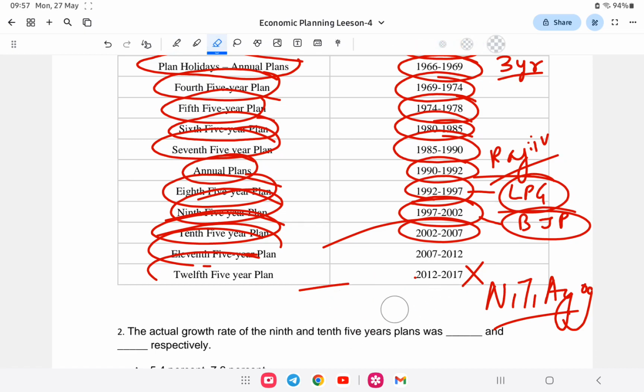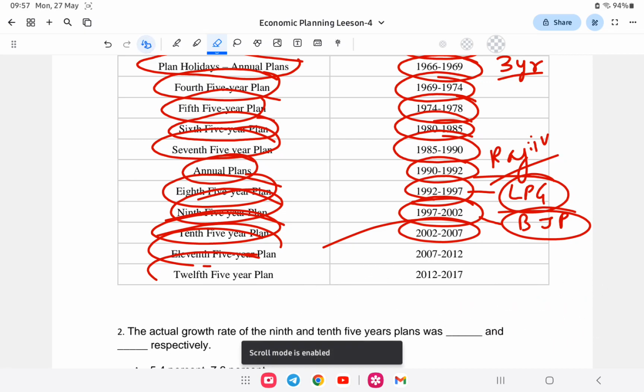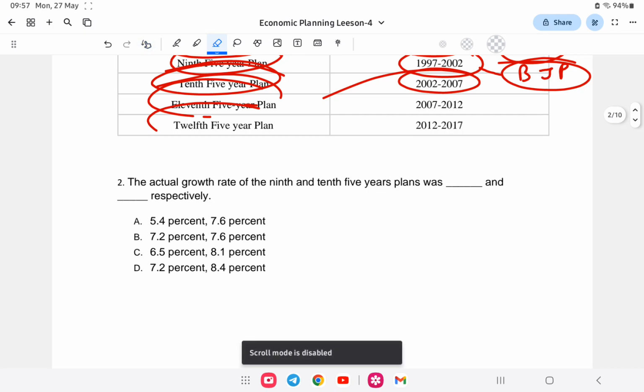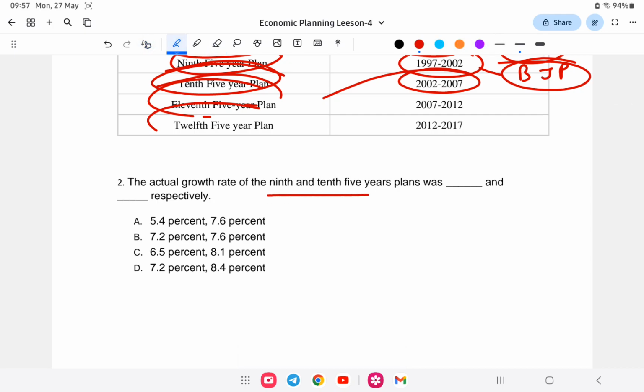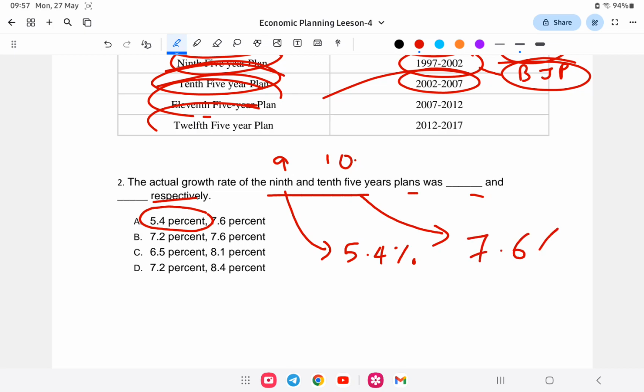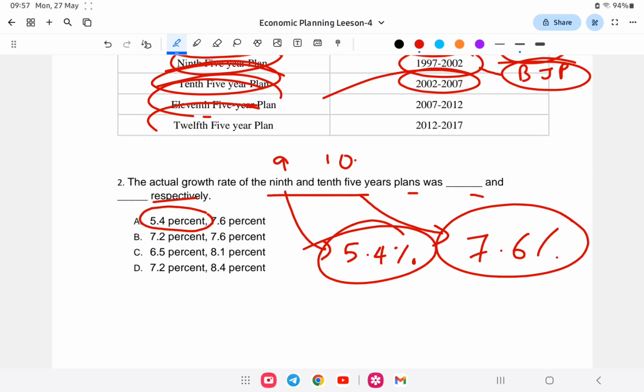So this is the broad description of all the 5-year plans. Let us go to the next question. The actual growth rates of the 9th and 10th 5-year plans were asked. We experienced a growth of 5.4% during the 9th plan, and during the 10th plan we experienced a growth rate of 7.6%. So we received a tremendous growth rate during these 5-year plans. So the answer is A, that is 5.4 and 7.6.